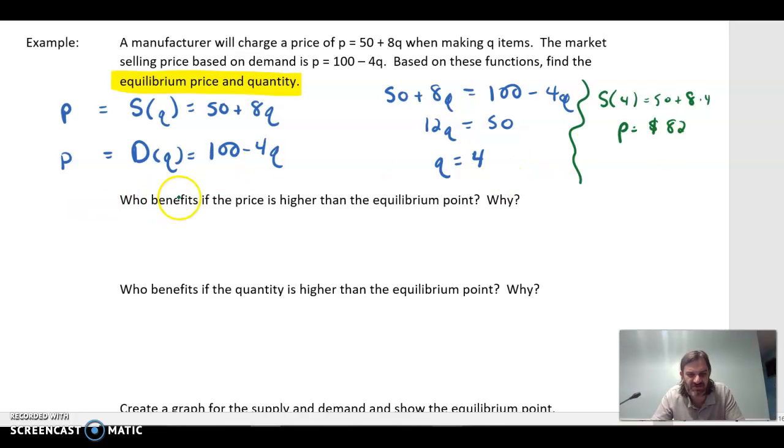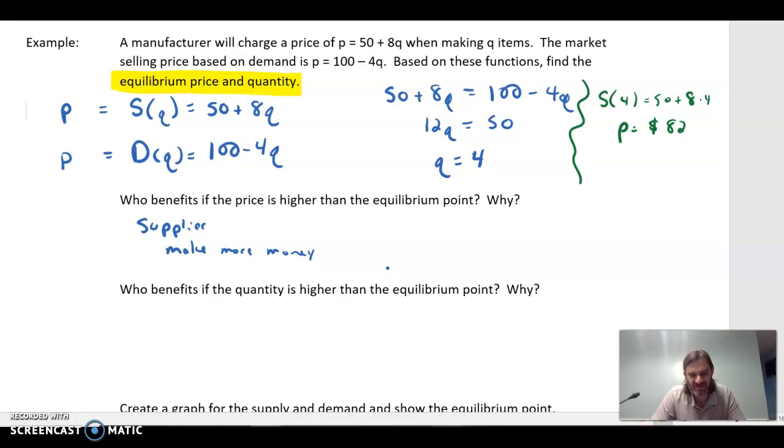But it says here, who benefits if the price is higher than the equilibrium point? So if the price is higher, in that case, the person who benefits is the supplier. Why? Because they're going to make more money. Because if the price is above the equilibrium point, that means that they are actually selling it for more than what people will actually pay.